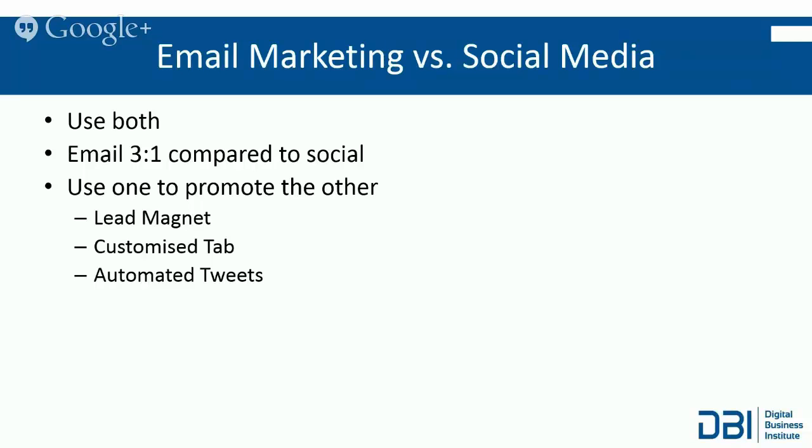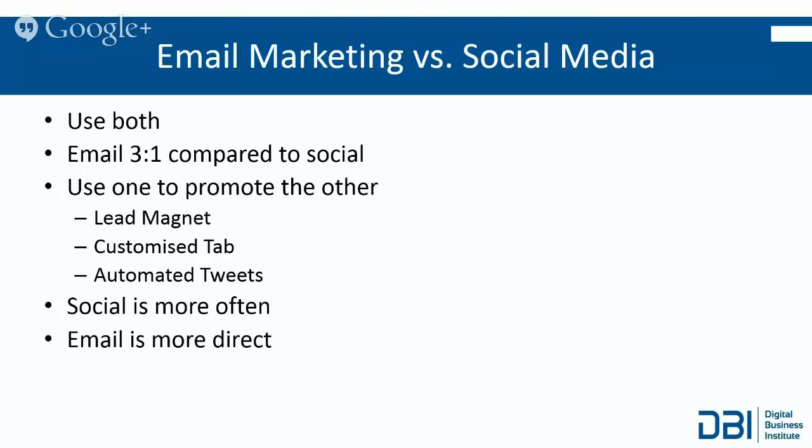Sometimes I use some services to automate some tweets. So while I use Twitter quite a lot, obviously manually, and put out different information, you can set up an automated tweet that maybe goes out once a day, just to mention that you have a course or a webinar, or that you have some sort of lead magnet for people to subscribe to your email list. So while social media is more often, email is more direct. So it's a case of working the two of them and using the two of them correctly.